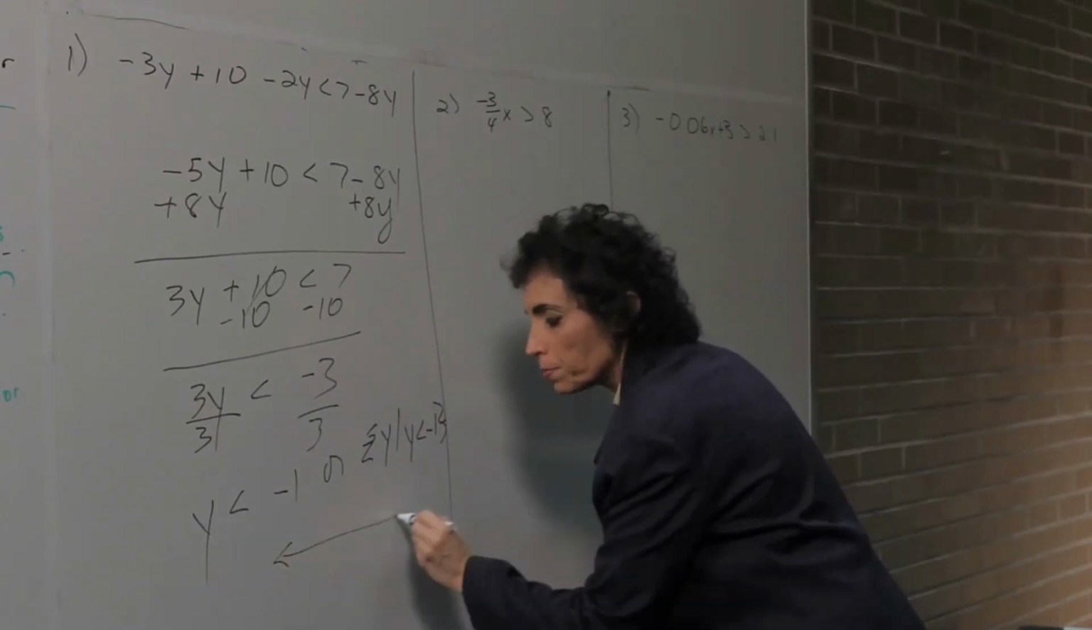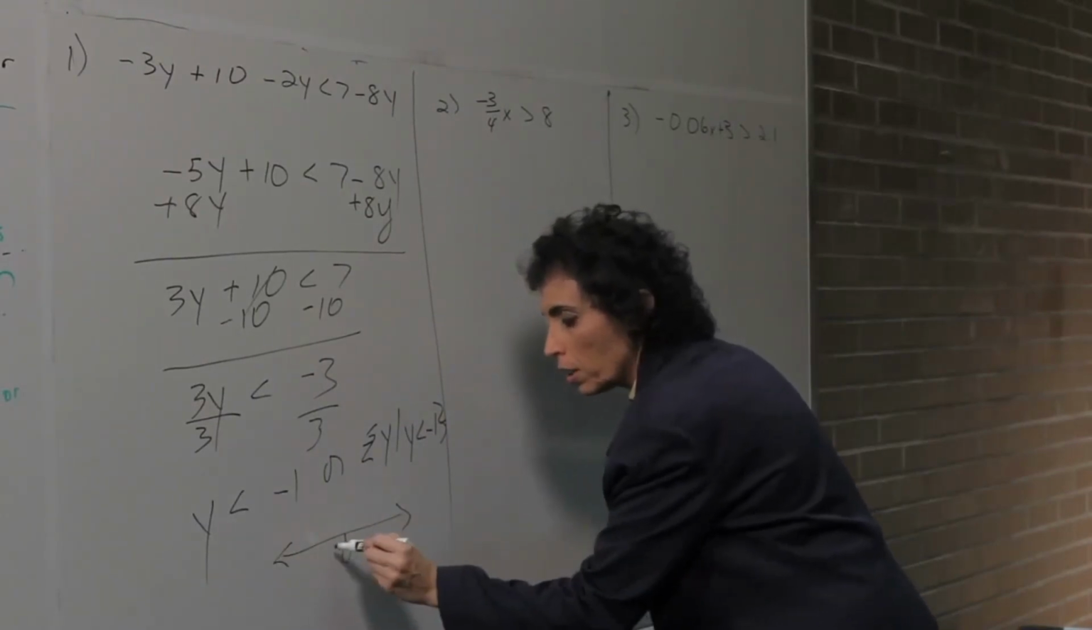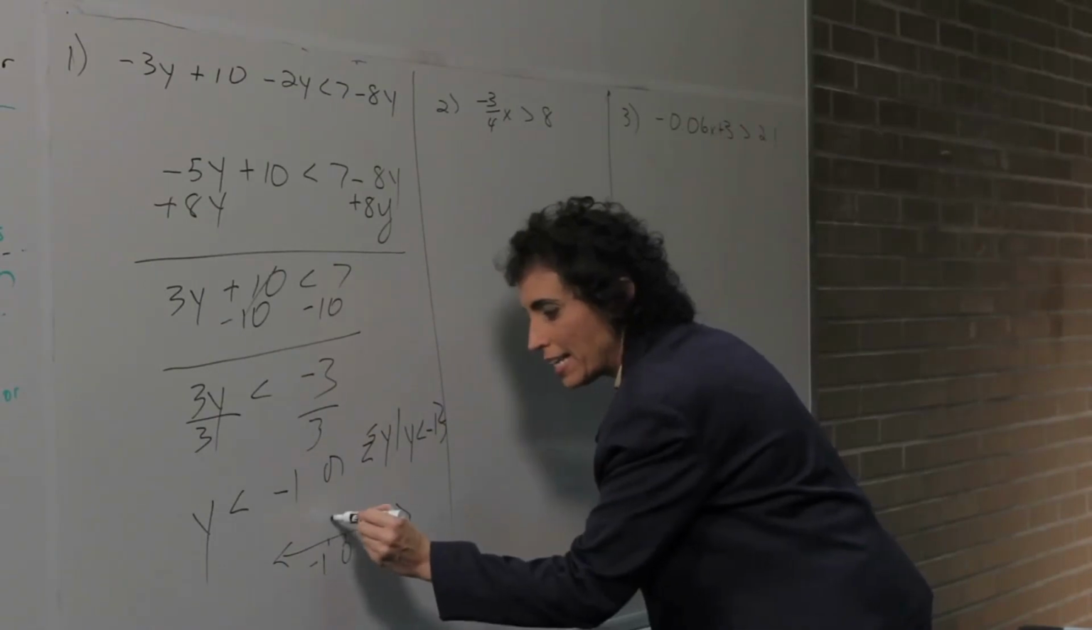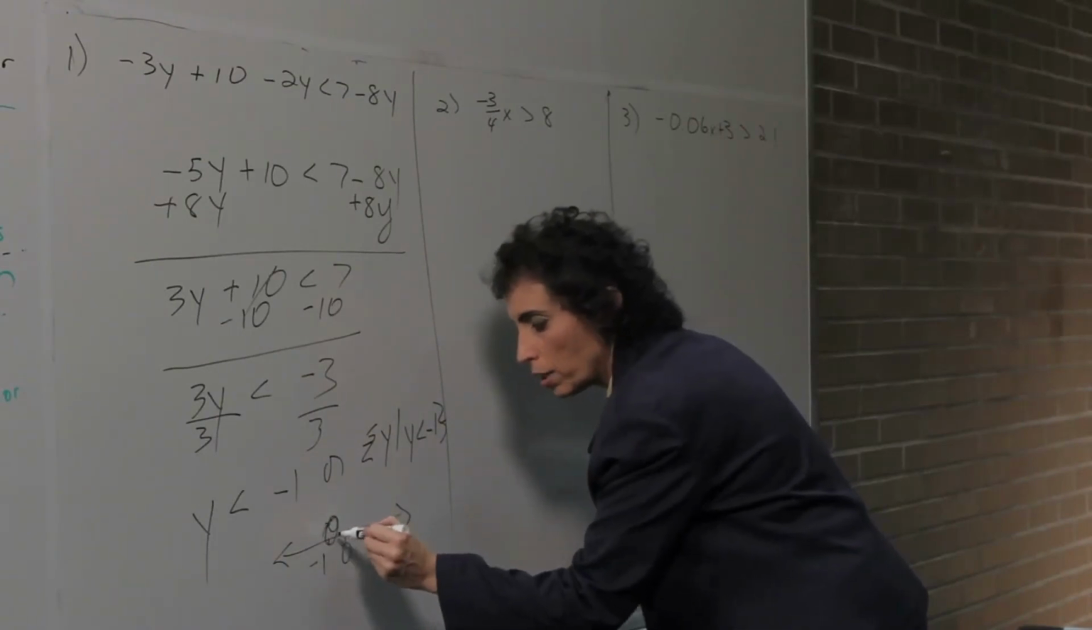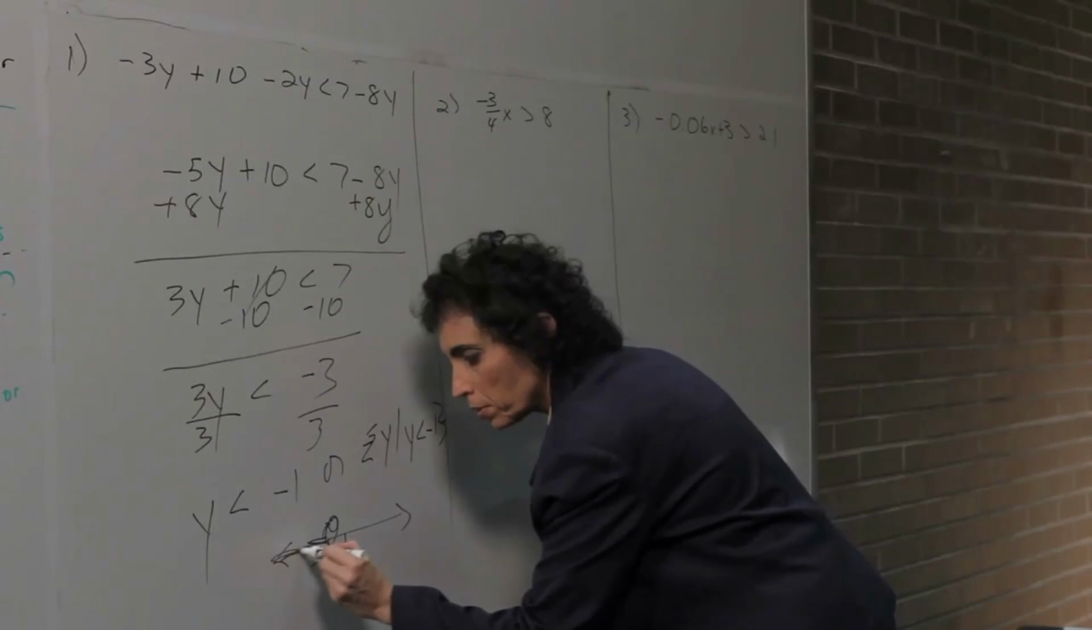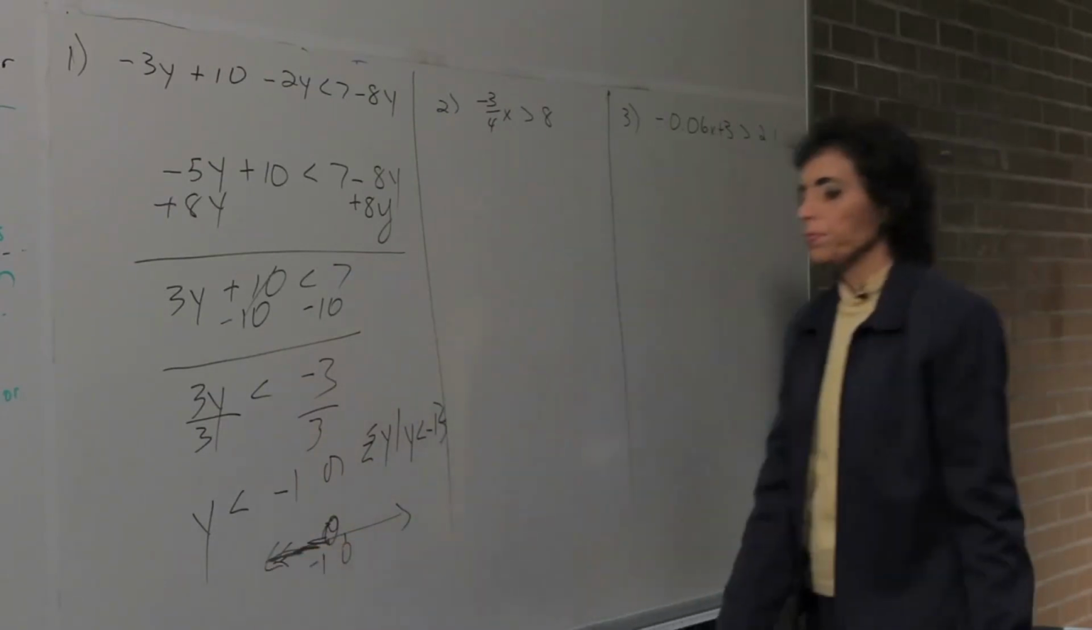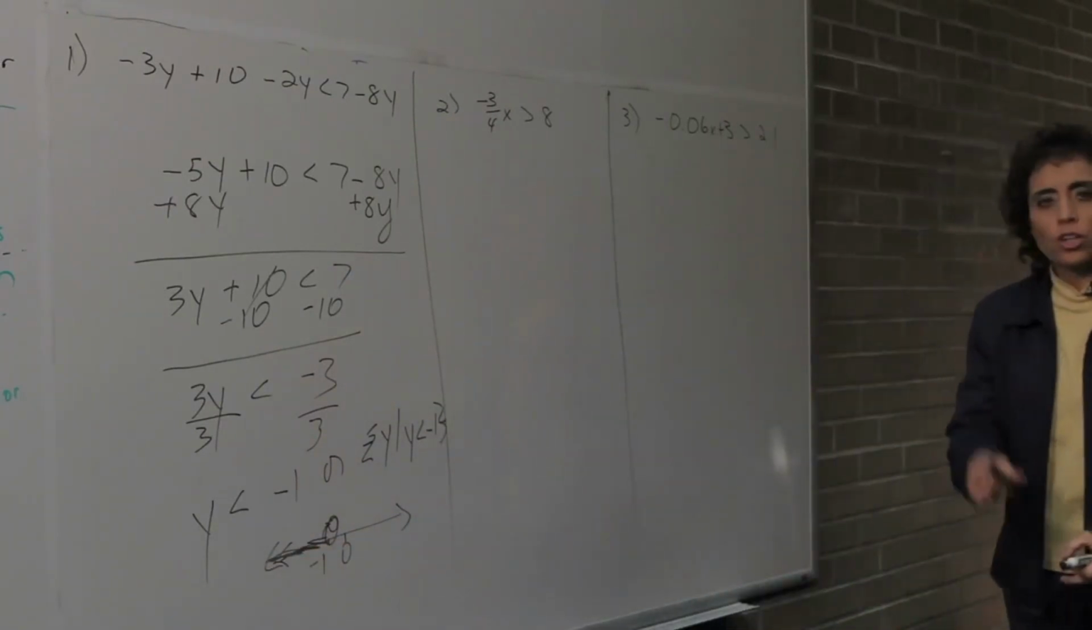So here's 0, here's negative 1. You want less than, not including negative 1. Open circle, less than, this way. Done. Check's up to you.